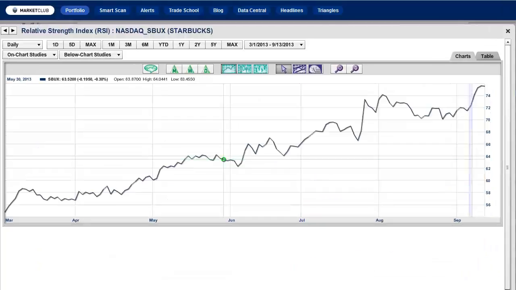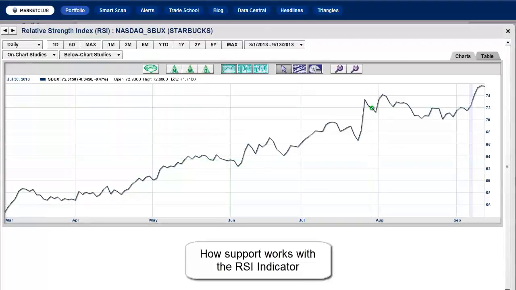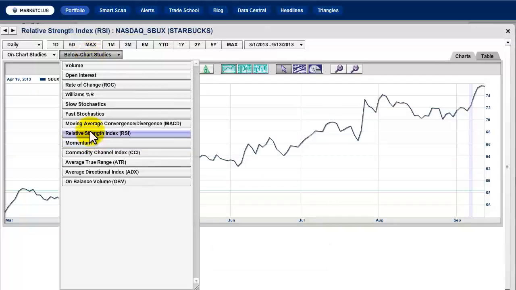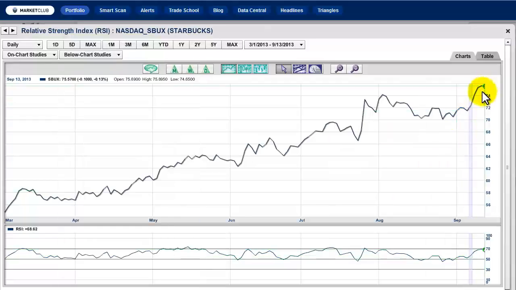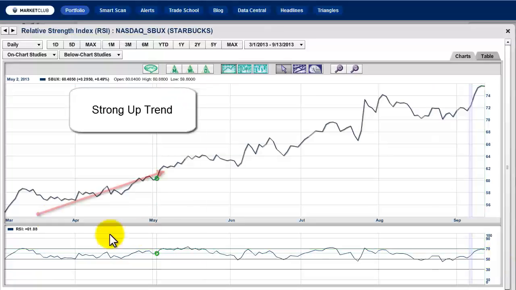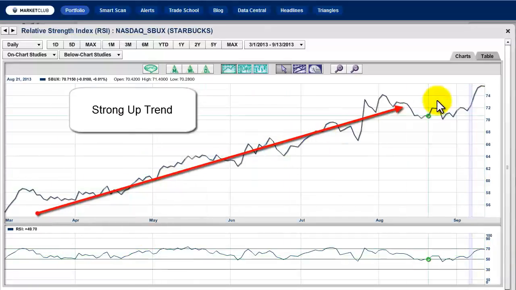In this example of the RSI, I'm going to show you how support works using the RSI. So first things first, we have to put the indicator on the chart, and how we do that once again is to go to the below chart studies, click once, select the relative strength index, the RSI, click once, and then just click off the indicator, and there you have it. So it's a very tight line. So the key here is finding the support area. So we have a strong trend. You can see that's going up, up, up.